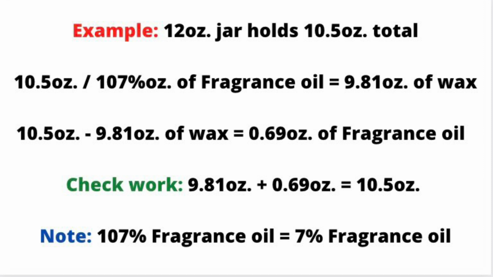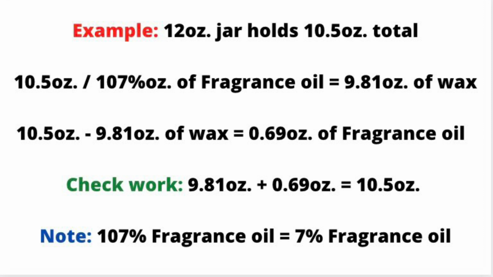9.81 ounces of wax. In the next step, we take the same 10.5 ounces minus 9.81 ounces of wax, which equals 0.69 ounces of fragrance oil. And in order to check your work, you just take the 9.81 ounces of wax plus the 0.69 ounces of fragrance oil, and that gives you your total of 10.5 ounces.